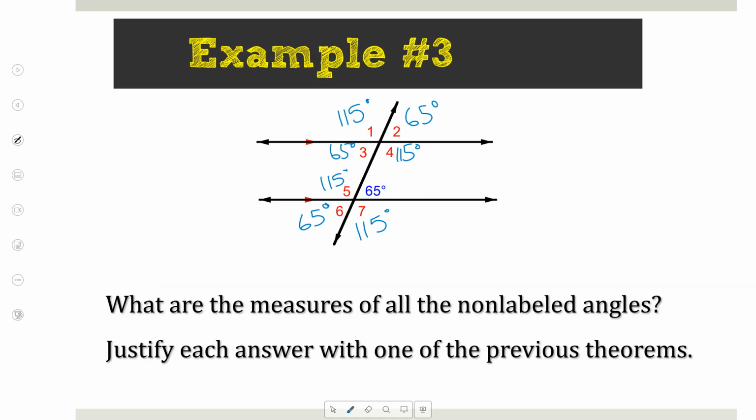Now if we go back, let me try that again. What is the relationship between the same side interior angles? Angles 3 and 5, for instance. Go. They're at 180. Also known as? What meal do you eat after lunch? What's that? Supplementary. They're supplementary.